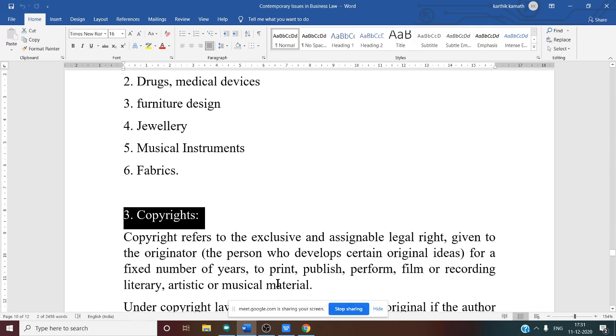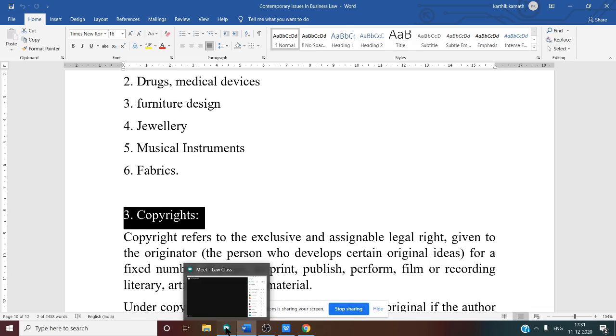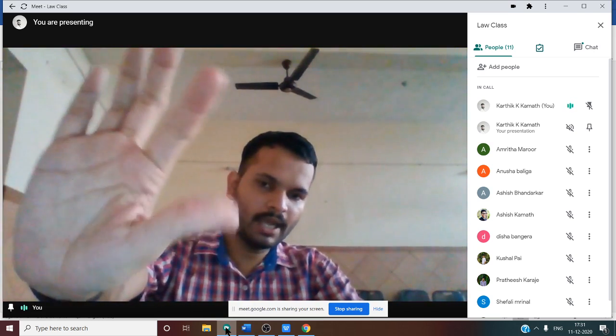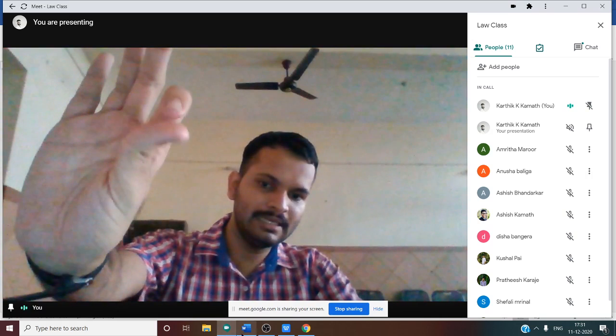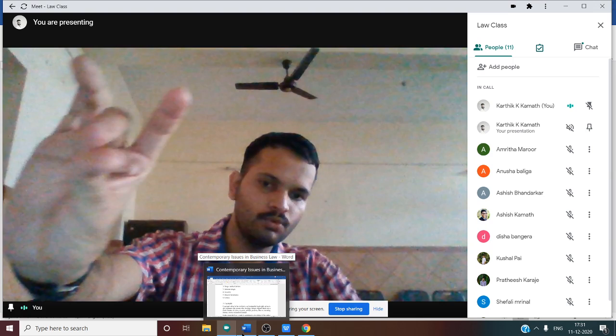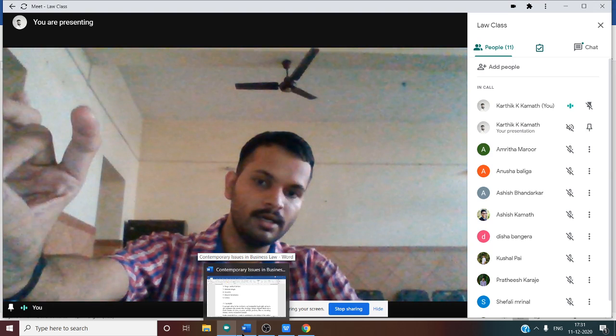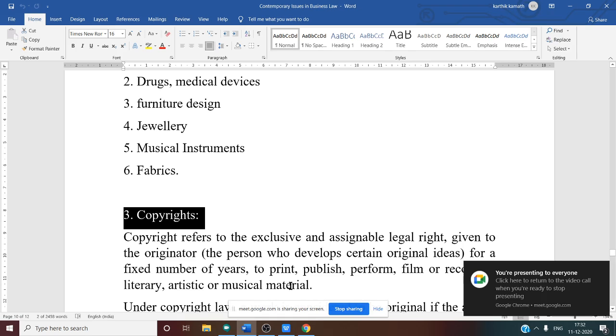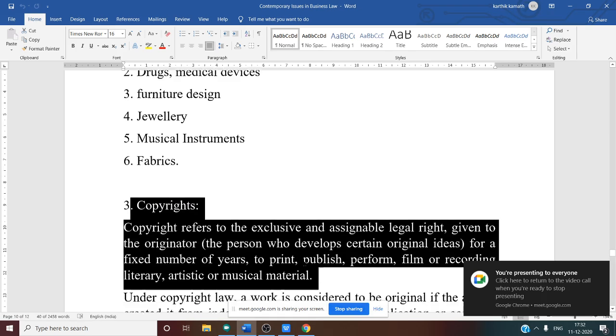Copyright involves basically three categories of people. One is the artist, one is the person doing literary work, and one more is the person who is dealing in musical instruments. So in that case, copyright comes. Now we have to see about copyright.